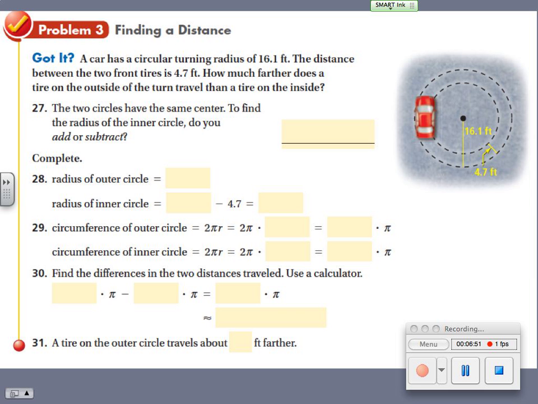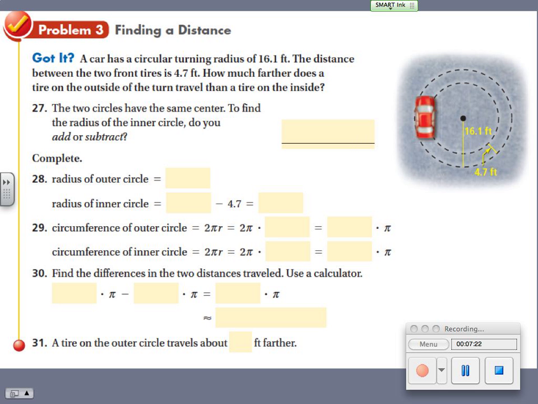Finding a distance. A car has a circular turning radius of 16.1 feet. The distance between the two front tires is 4.7 feet. How much farther does a tire on the outside of the turn travel than a tire on the inside? You probably never thought that tires on one side of a car may go farther than tires on the inside. Think about NASCAR. The tires on the right side of the car go farther than the tires on the left side of that car because they always make left turns.